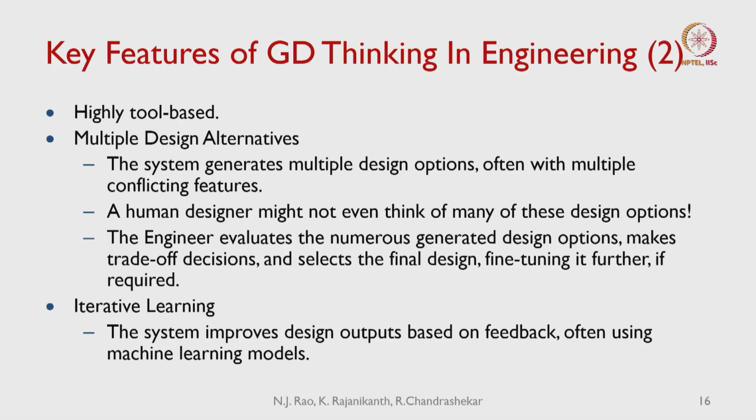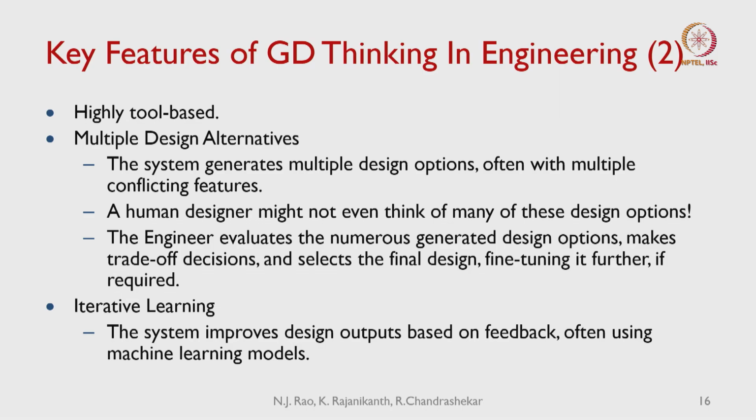The engineer evaluates these numerous generated design options and makes the trade-off decisions. Notice the final decision is still by the human engineer, who selects the final design, fine tuning it further if required with the assistance of tools. But there are also issues like aesthetics which cannot be algorithmized that easily. That is, there are issues which are difficult to put in the form of an algorithm for a machine to implement. But the important point is that the human designers still have a key role to play.